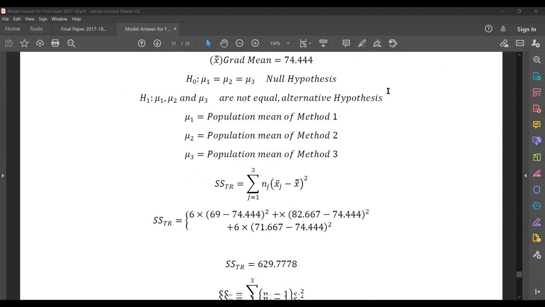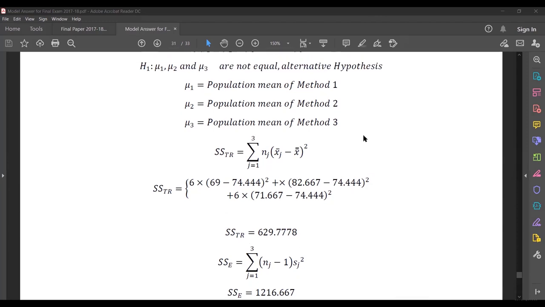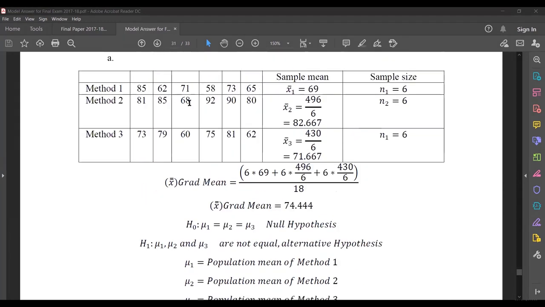Here you have to keep in mind two equations, this one and this one. Xj is the mean and x double bar is your grand mean. You have to calculate this for all three sets and find the total value. And here the Sj part is the standard deviation. You have to calculate the standard deviation for these values. I know you can use the help of the calculator here. Right, so let's see.